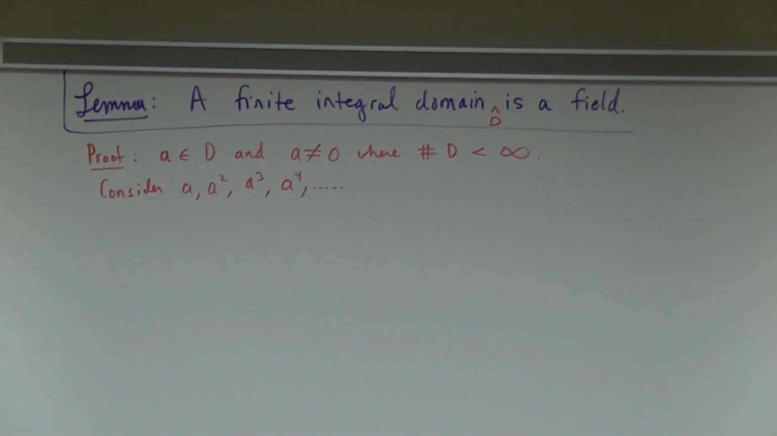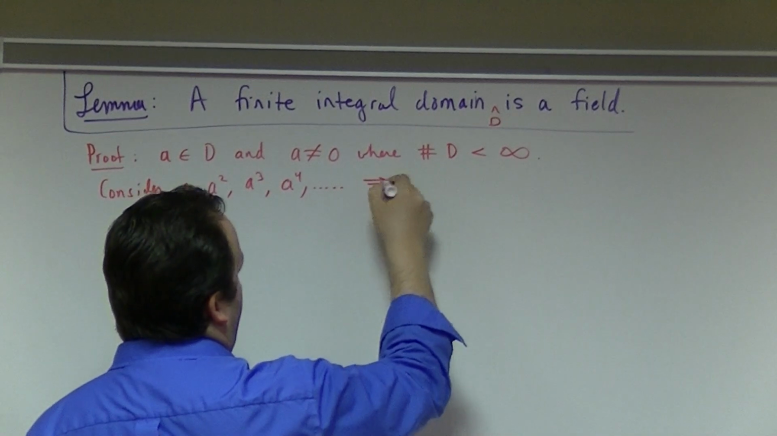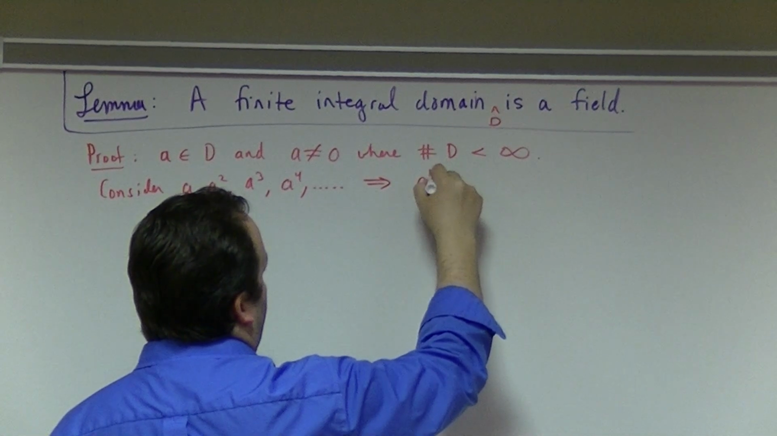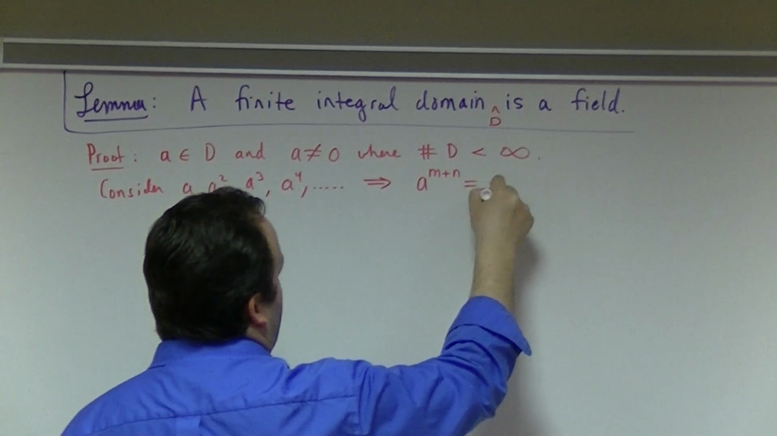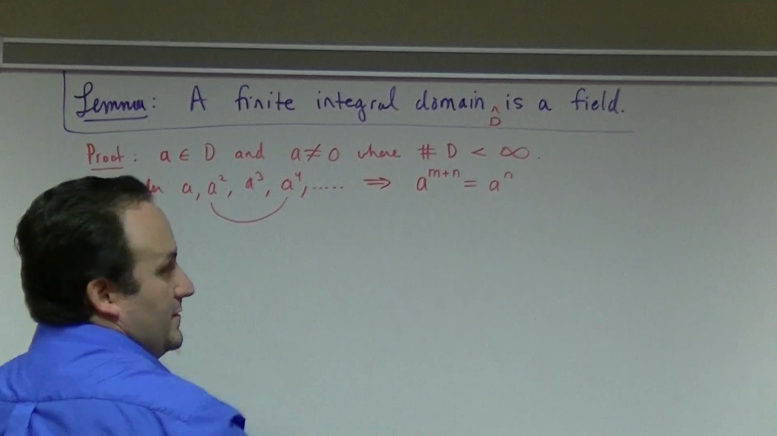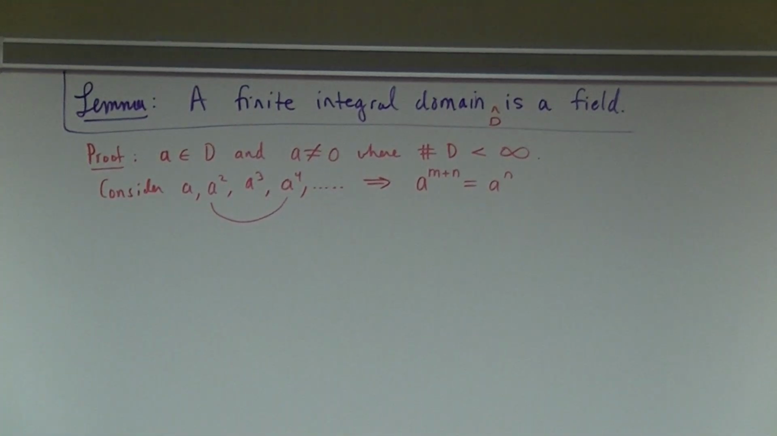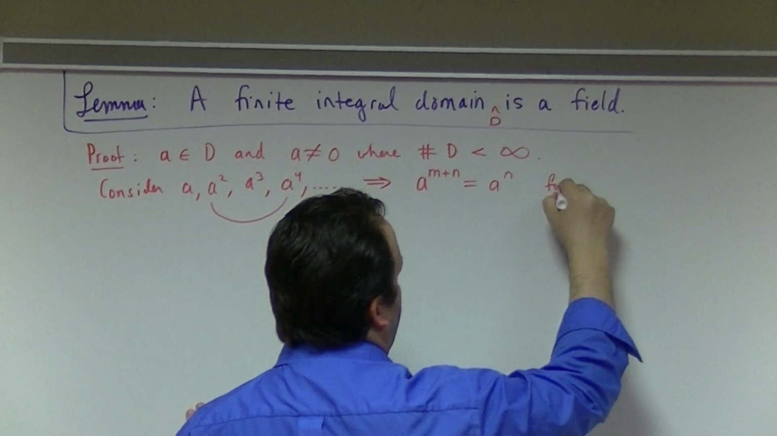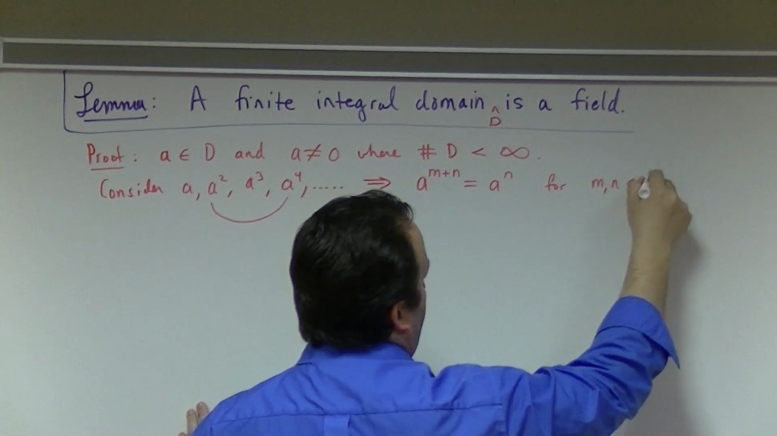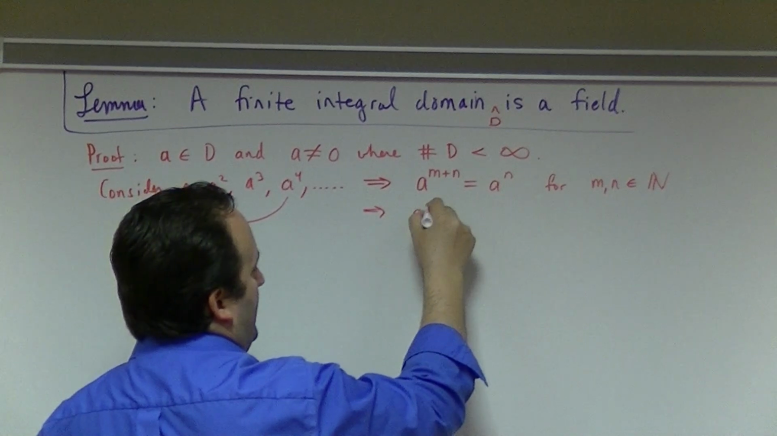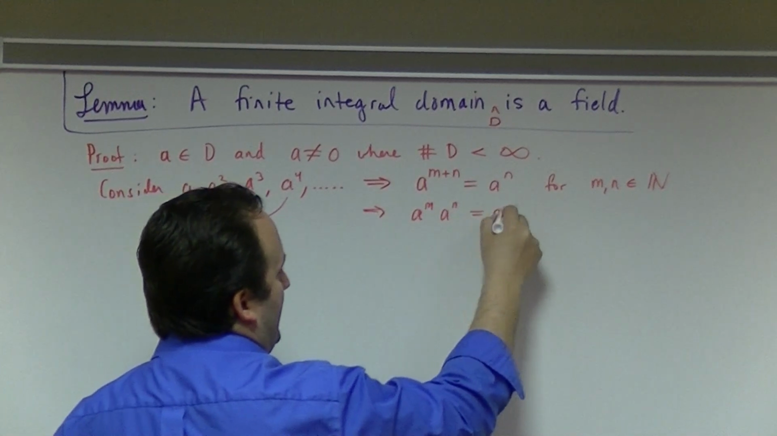So consequently, that implies that there has to be some m and n such that a to the m plus n is equal to a to the n. In other words, there has to be some place where it loops back to where it was before. But if that happens, what does that say for m and n in the natural numbers? That says that a to the m times a to the n is equal to a to the n.